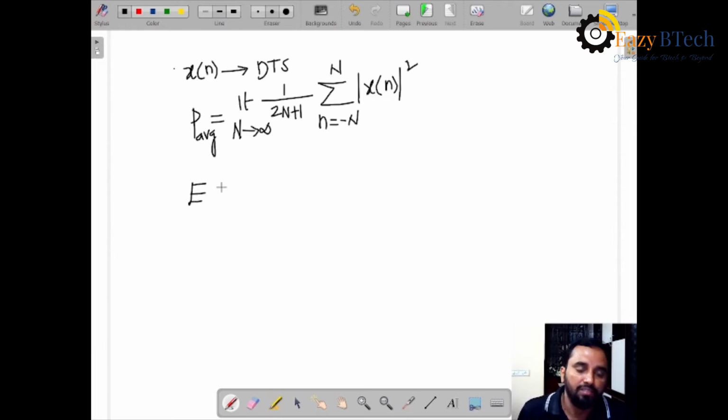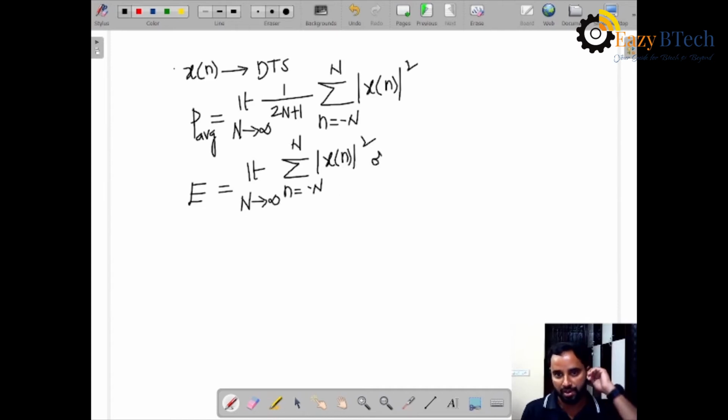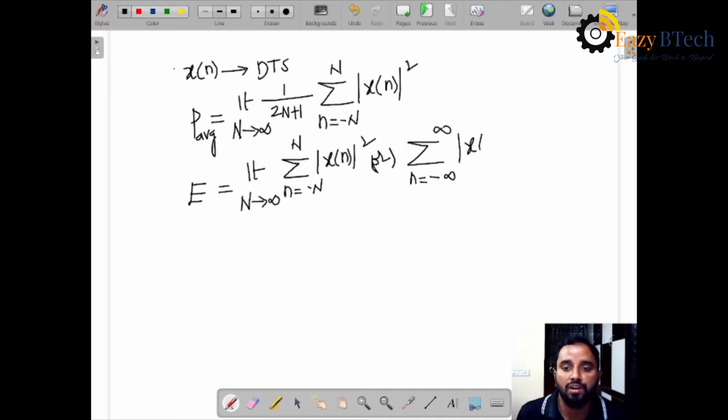Similarly, energy is equal to limit N tends to infinity summation n is minus N to plus N mod x of n whole square. Or you can write it with limits to infinity: summation from minus infinity to plus infinity mod x of n whole square. This is the way of doing energy calculation and power calculation.